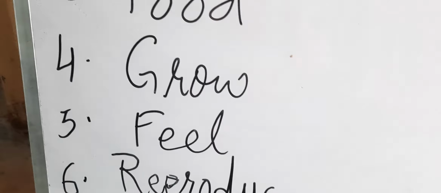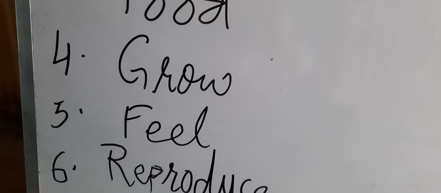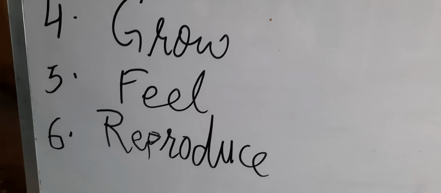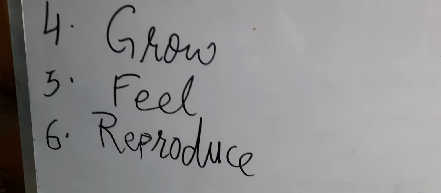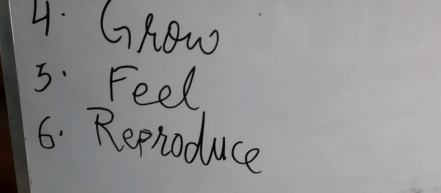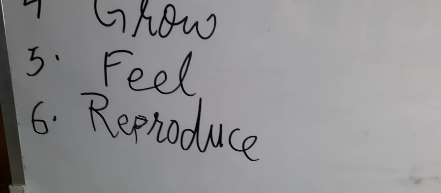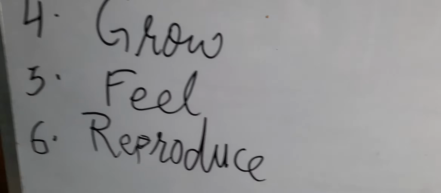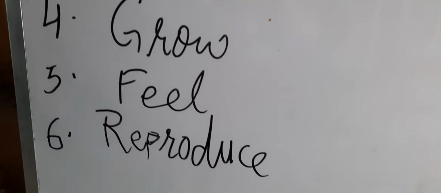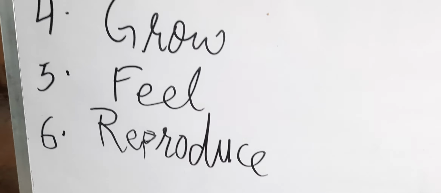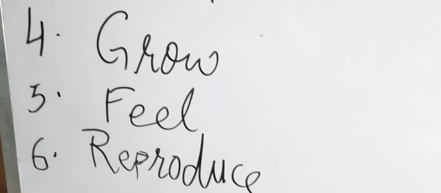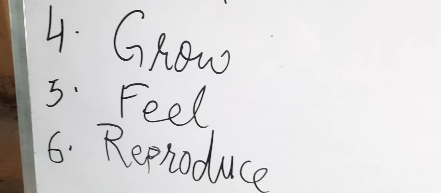Then living things feel. All of you feel happiness, pain. Similarly, plants also feel. So we should be kind and caring to the plants also. Then last feature is that all living things reproduce. It means all living things produce babies of their own kind. Like cat produce kittens, dogs produce babies. So all living things produce young ones of their own kind.